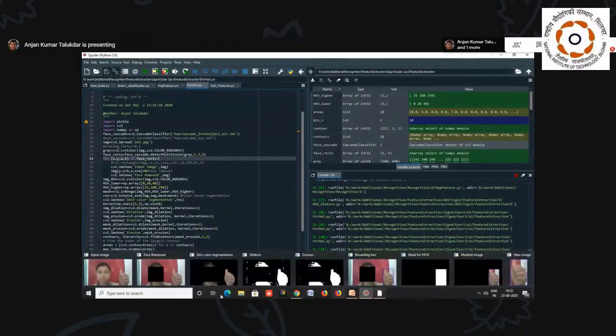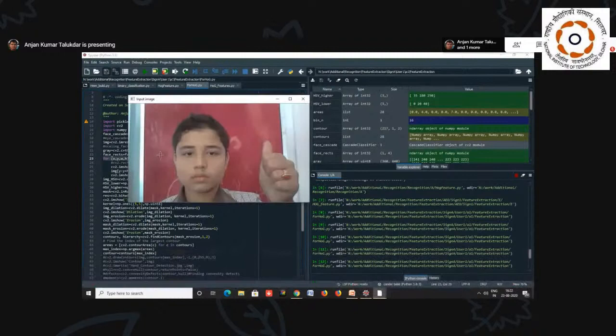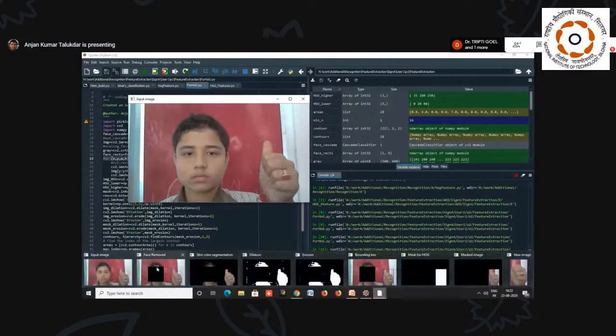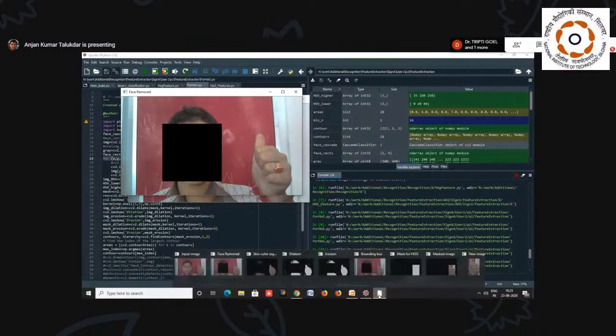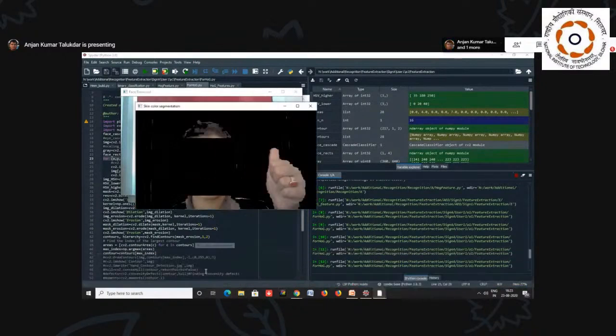So here you can see first this was our input image. Then I have removed the face using the Haar classifier. Then I have used skin color based segmentation to segment this skin part from the background. So as you can see, this part of the skin and this part of the skin is still coming. So we have to remove this part.